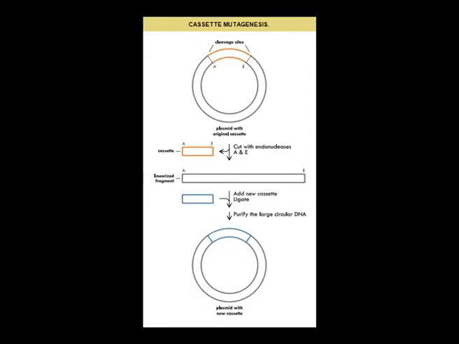These restriction sites may be present in the original plasmid or may be inserted into its sequence. In this method, the original plasmid is cleaved on either side of the region of interest with two restriction enzymes. This method can be clearly seen in the figure as shown on the screen. The new cassette is then ligated into the linearized plasmid.